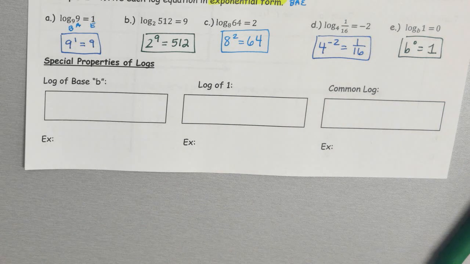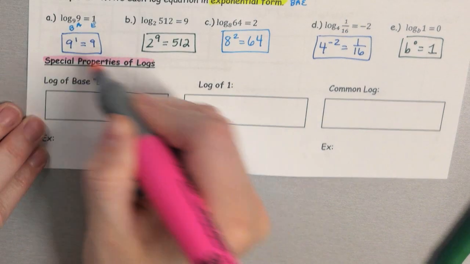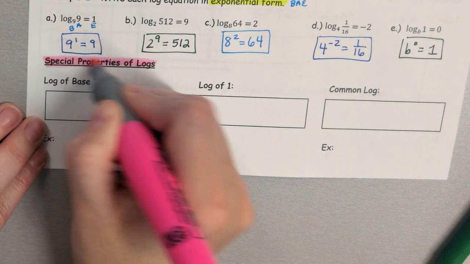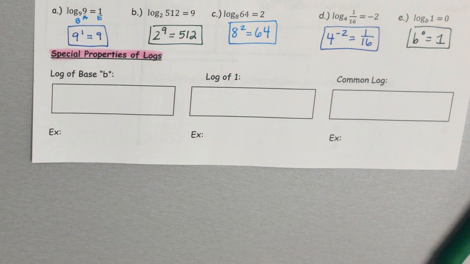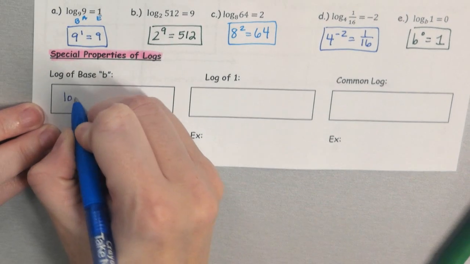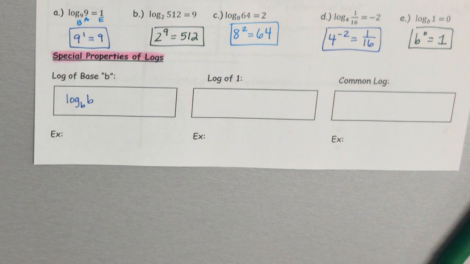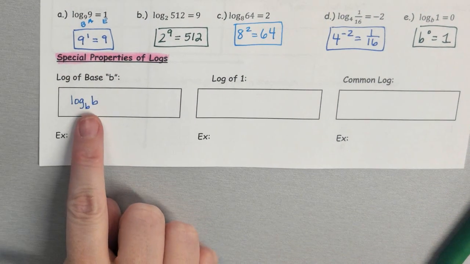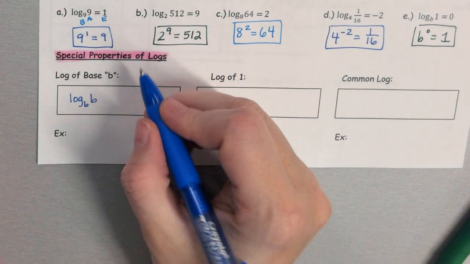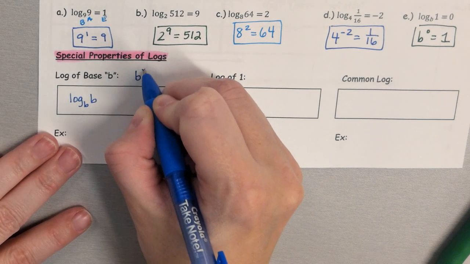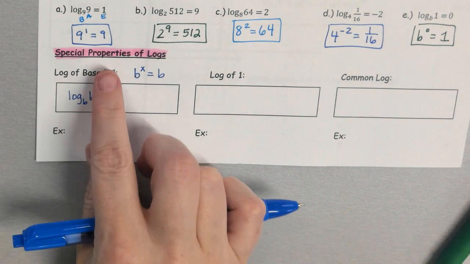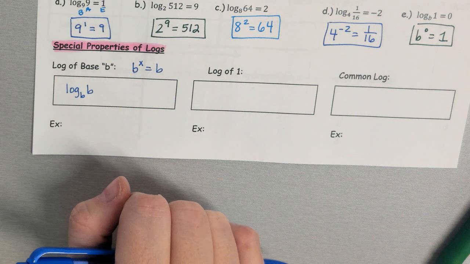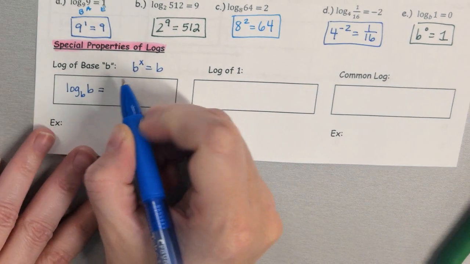Now, logs have special properties. There are some special properties that we can use to help us solve logs, because we are going to be doing a lot of mental math today. So the log of base b, you would have log base b of b. Now, if you just had to figure out what that was, you'd be asking yourself, b to what power equals b? What would be your x in that case? 1. So this would equal 1.